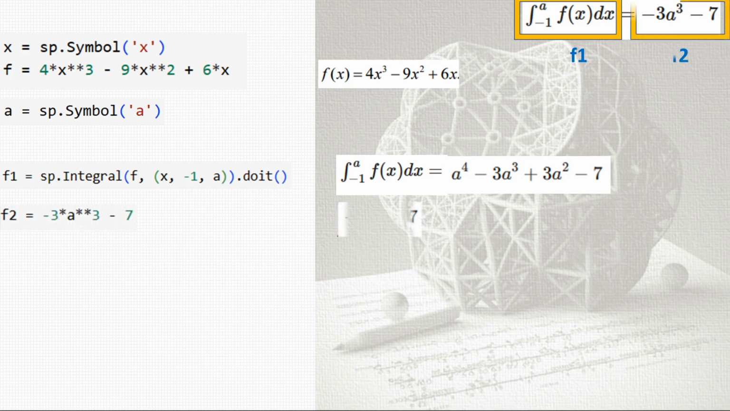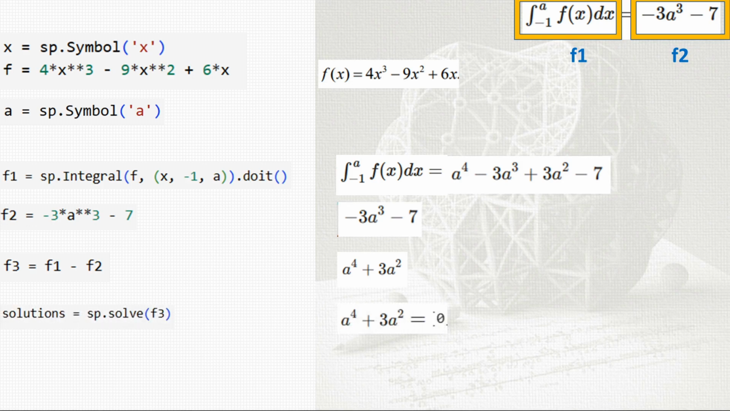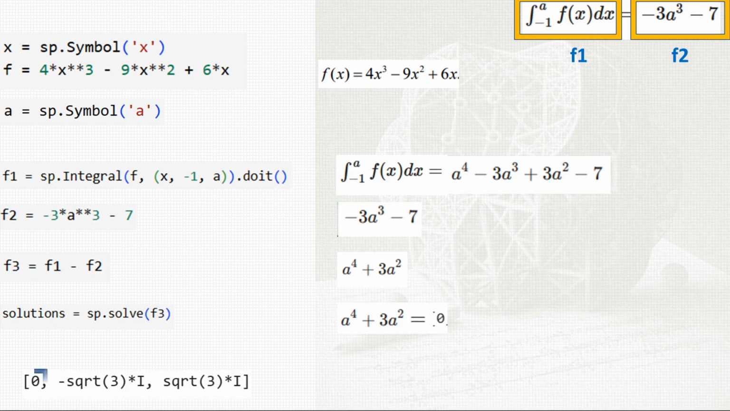To construct f2, we create a function that corresponds to the right side of our equation. With f1a and f2a in place, we then form f3 by subtracting f2a from f1a. Solving the equation f3 equals 0, we obtain three solutions. We choose the first solution, while the other two are complex numbers. The concept of complex numbers may not be typically taught in school, but I can mention that the letter I in the answer represents the square root of -1.